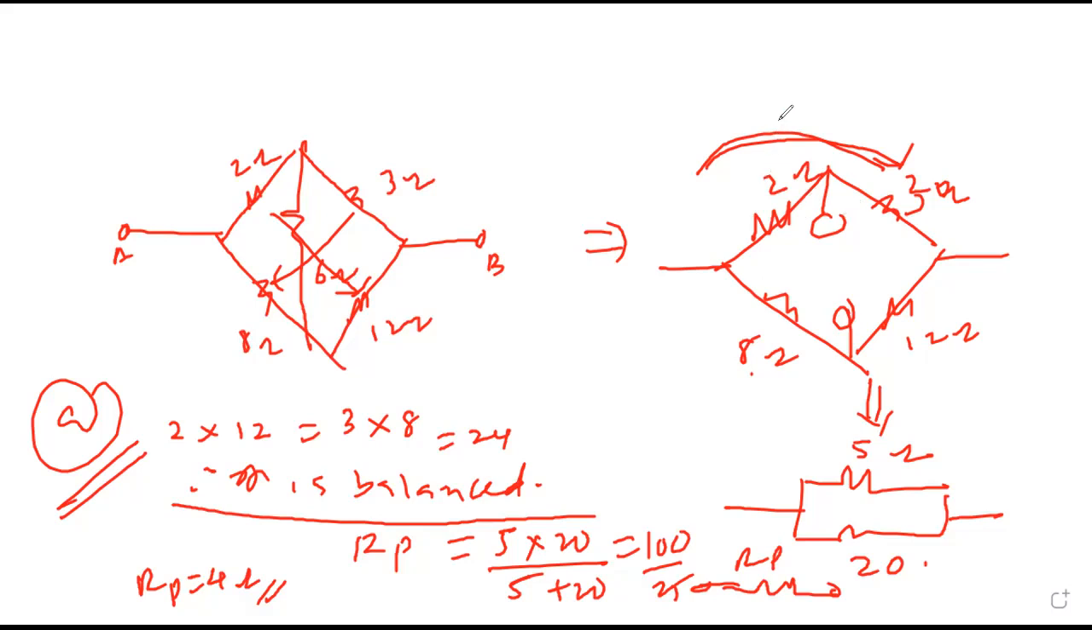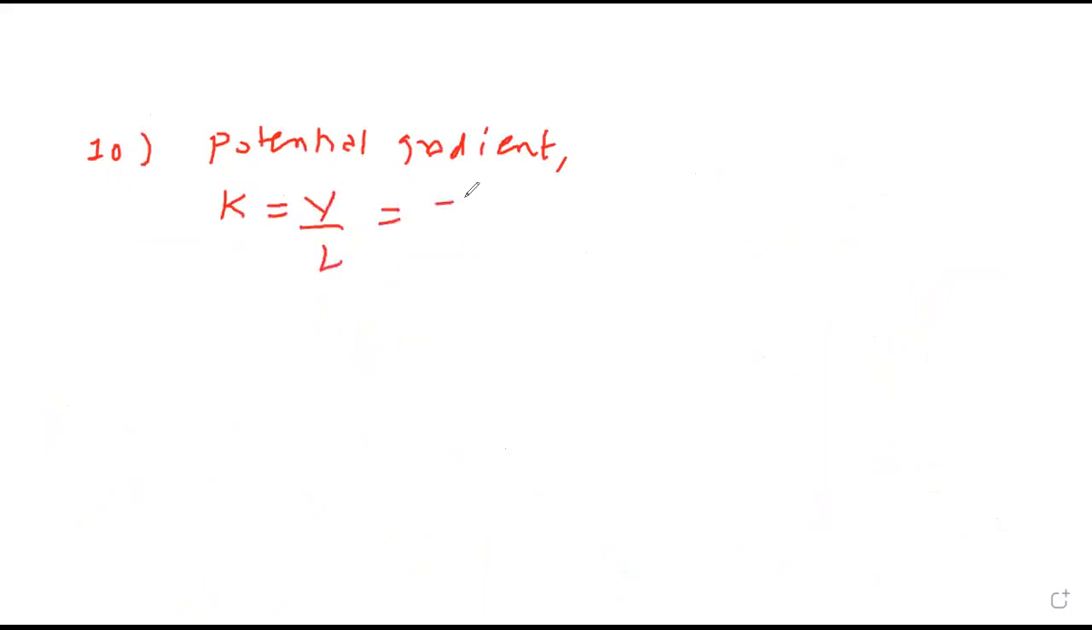Yes, sir. Yeah. 10th and 11th are theoretical. Potential gradient K. Are you remembering? There are two formulas of potential gradient. In theory, we have seen potential gradient K is V by L or I rho upon A. These two are always constant for given material of uniform wire. I depends upon the source. So they are telling this we want to keep constant.